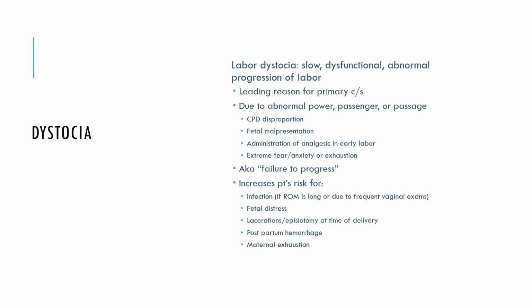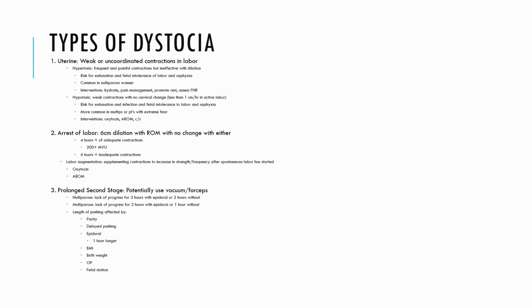Another word or way you might have heard of this labor dystocia is failure to progress. She's failing to progress in labor. So there's a few different types of dystocia that can occur. So we know it's a dysfunctional, abnormal, kind of prolonged labor, but it can be contributed to by some different things. So the first type of dystocia is uterine dystocia.